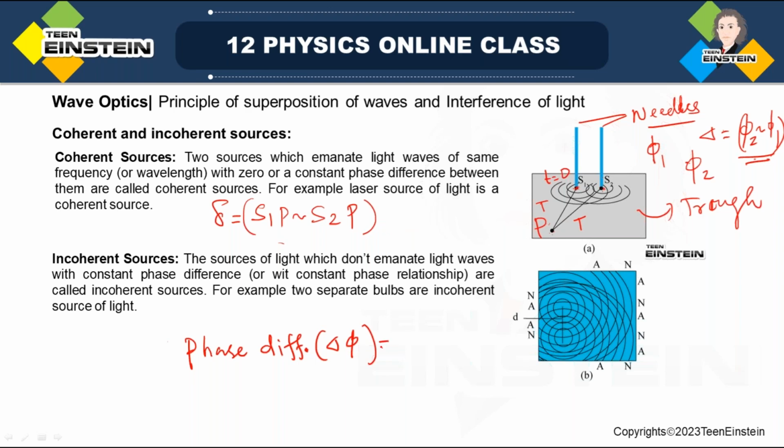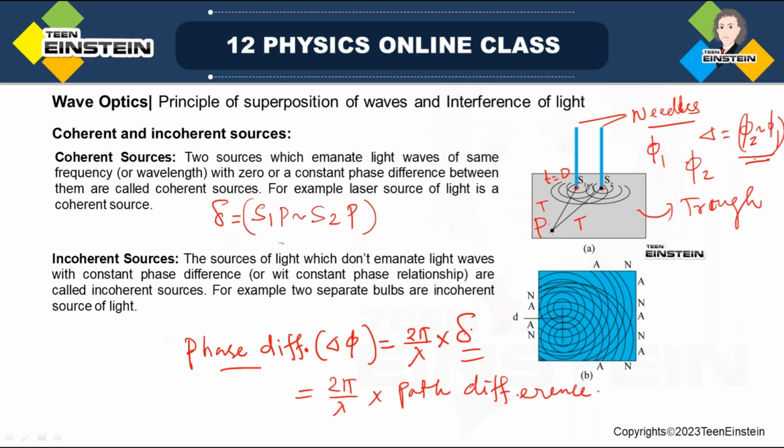So path difference is related to phase difference. How? It is defined as phase difference equals 2 pi by lambda into delta, where lambda is the wavelength of the wave and delta is the path difference. So phase difference is 2 pi by lambda into path difference. This is the relationship between phase difference delta phi and path difference delta.